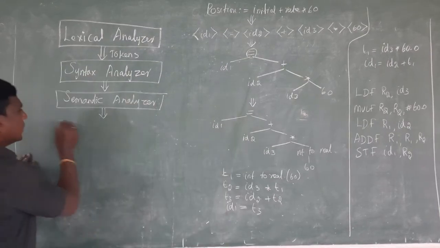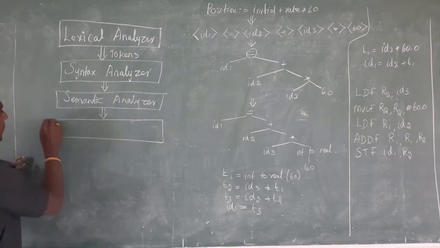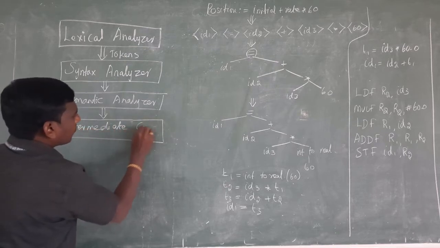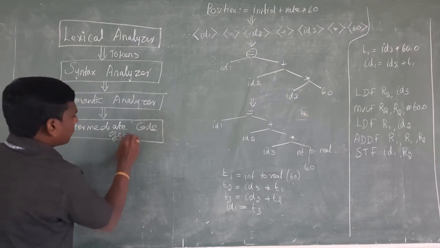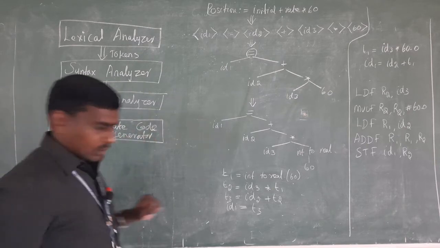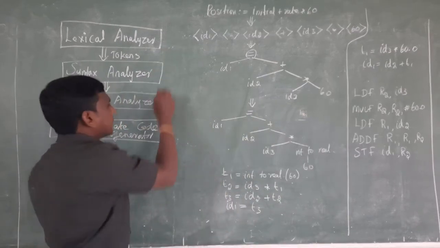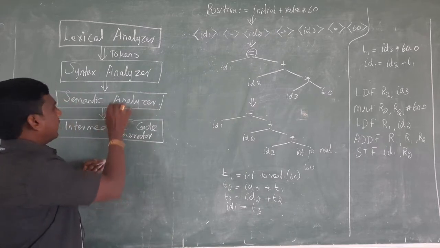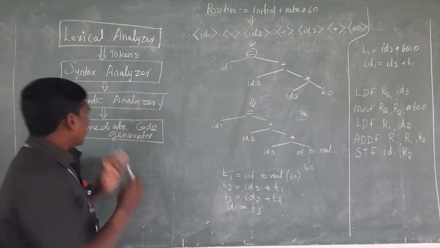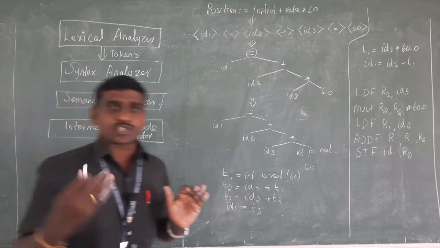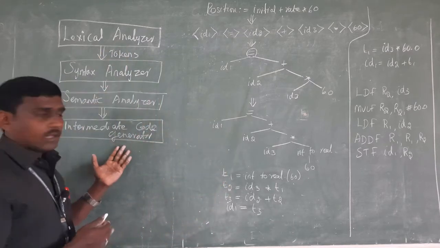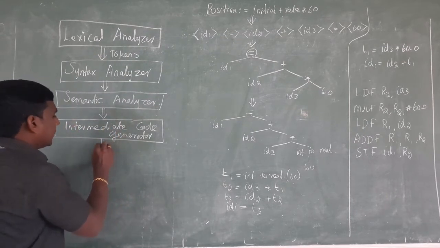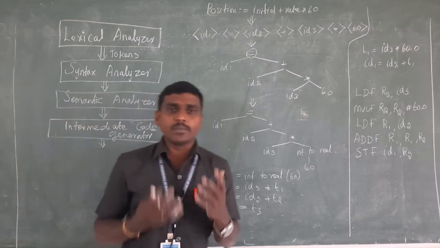Okay, the next one is the intermediate code generator. After performing these three phases, we obtain the tree structure after the semantic analyzer. So the input of the intermediate code generator is the parse tree, and the output of the intermediate code generator is intermediate code, relocatable machine code.